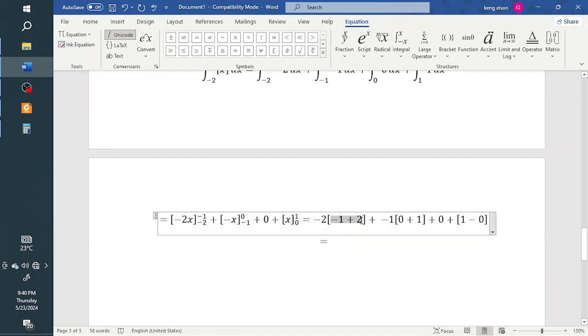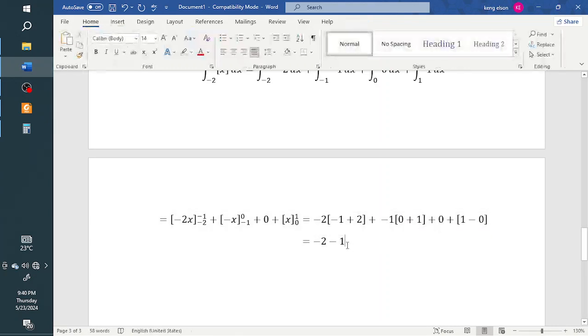When I add these two things, I get 1. When I multiply with negative 2, I get negative 2. When I add these two things, I get 1. When I multiply with negative 1, I get negative 1. This one is 0 and this one is 1. Now negative 1 plus 1 is 0, so the answer is equal to negative 2.